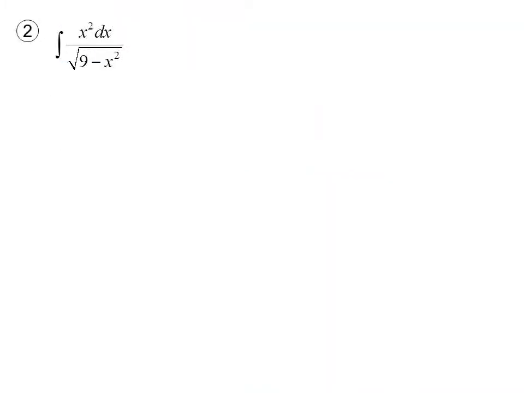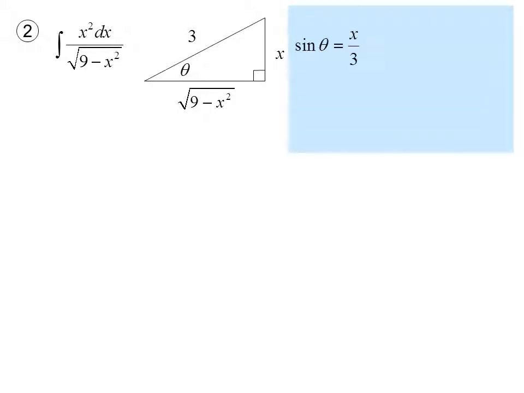Example 2, the integral of x squared dx over radical 9 minus x squared. In this problem, a is 3, so we move a to the hypotenuse. Now we select our substitutions. Sine theta equals x over 3. When we're choosing which trig functions to use, in general we try to find trig functions where the variable is in the numerator. 3 sine theta equals x. 3 cosine theta d theta equals dx.